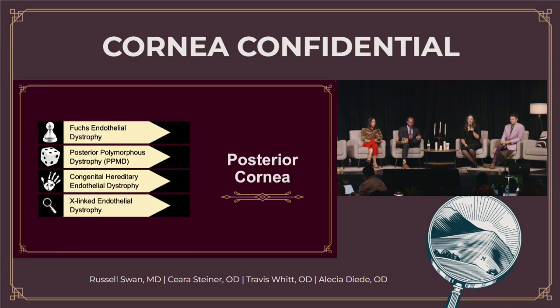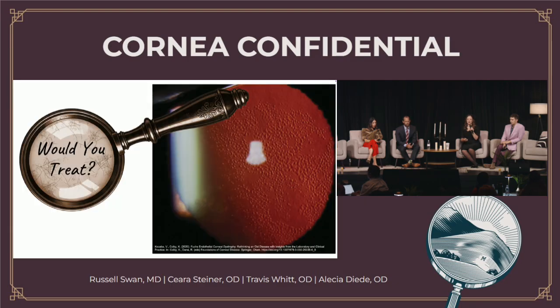All right, posterior cornea. Fuchs being the most common that I see, PPMD, there's congenital dystrophies and X-linked endothelial dystrophies as well.